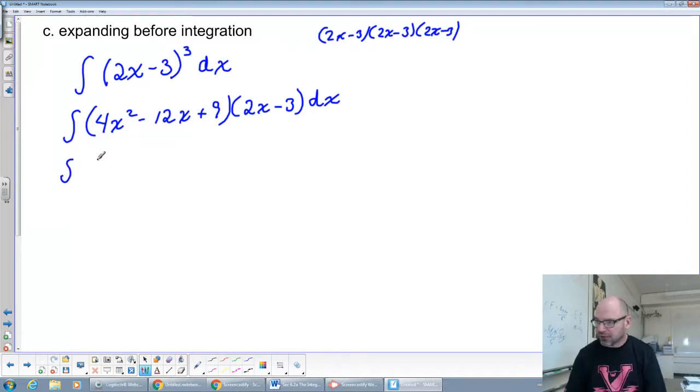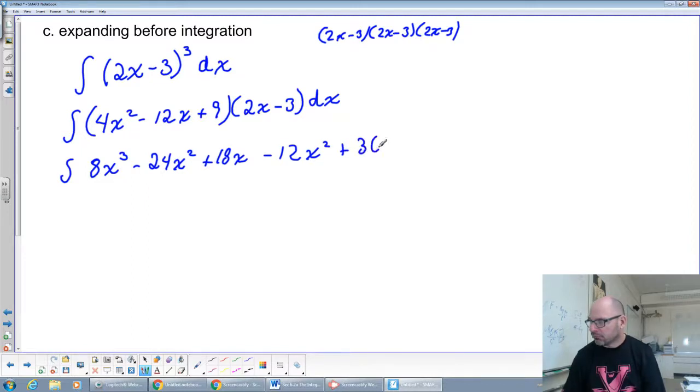So 2x times 4x squared, 8x cubed. 2x times negative 12x is minus 24, pardon me. 2 times negative 12 is negative 24x squared. Okay, plus 18x. Now we do the negative 3: negative 12x squared plus 36x minus 27 dx.